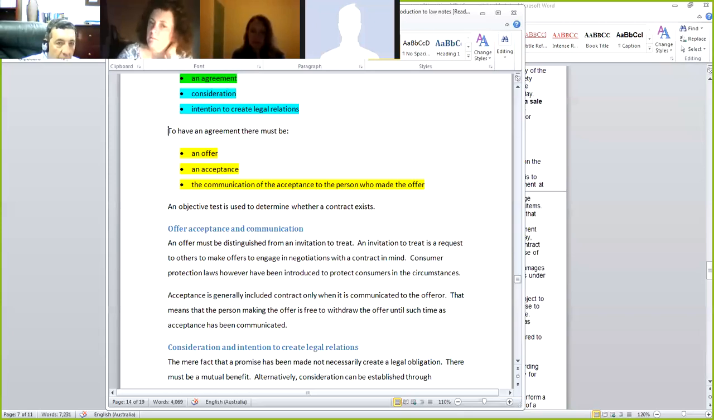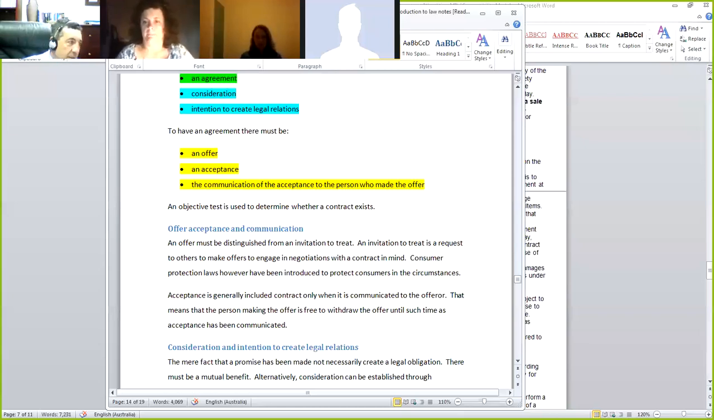If you go into your supermarket and you see advertised for sale a dishwashing liquid for $10, it might appear that that's an offer to sell that to you for $10, but from a legal perspective, that is really an invitation to treat.